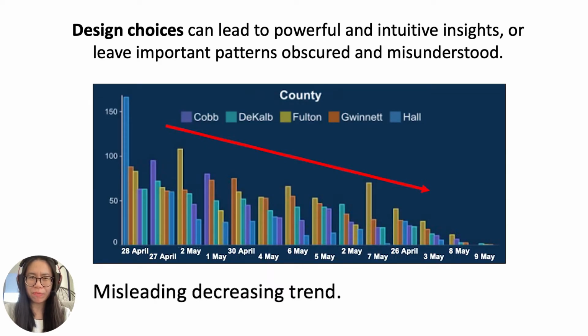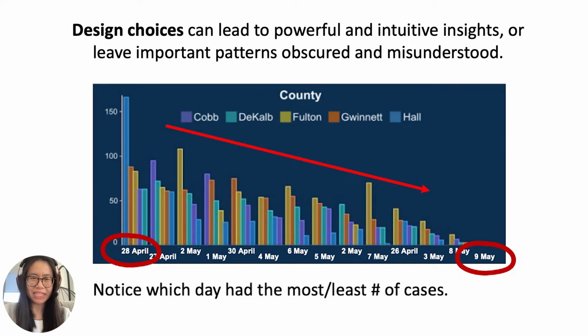So here we have a chart depicting the number of COVID-19 cases reported over 2 weeks in 5 counties in Georgia. Let's take a moment to look at this. The first thing you might notice is that there is a downward trend in cases. They're getting better. But after taking a closer look, you realize that is not the case. The x-axis values are sorted by size, not by time, so the downward trend is misleading.